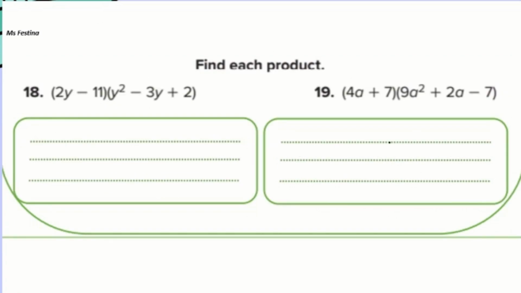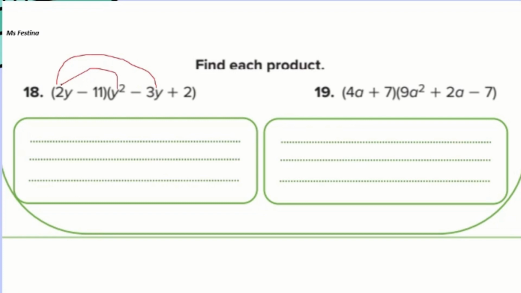So I just wanted to cover one example from this part of your revision pack, so that you can remember how you're supposed to distribute when you are given something like that. So let's look at number 18, for example. With this, you need to remember that you must distribute by multiplying everything in the first bracket by what's inside the second bracket.